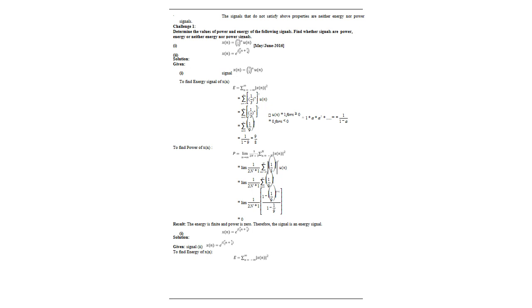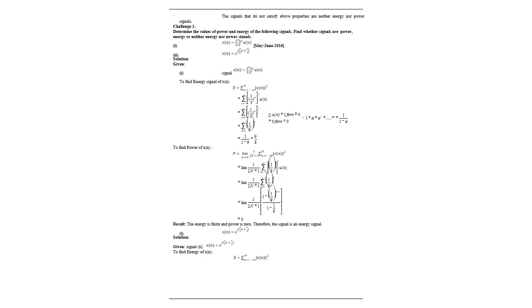So here we are going to see one challenge: determine the values of the power and energy of the following signals. Find whether the signals are power, energy, or neither energy nor power signals. So the first question will be x of n is equal to (1/3)^n u(n). The second will be x of n is equal to e^(j(πn/2 + π/4)). So first we are going to solve it.